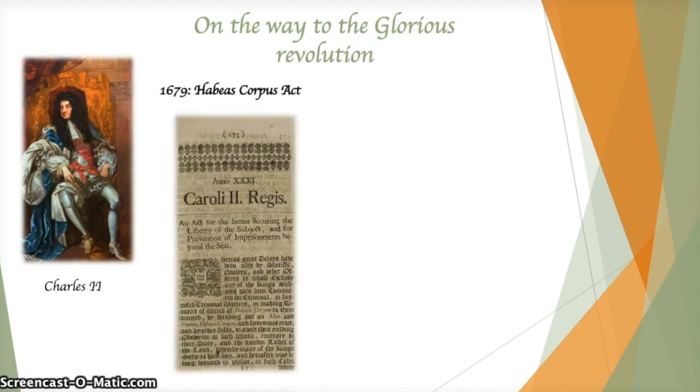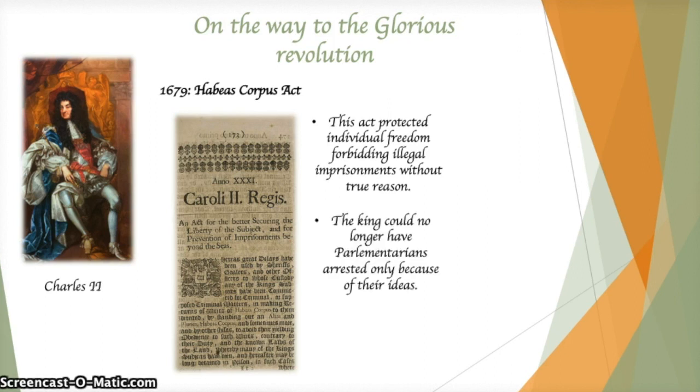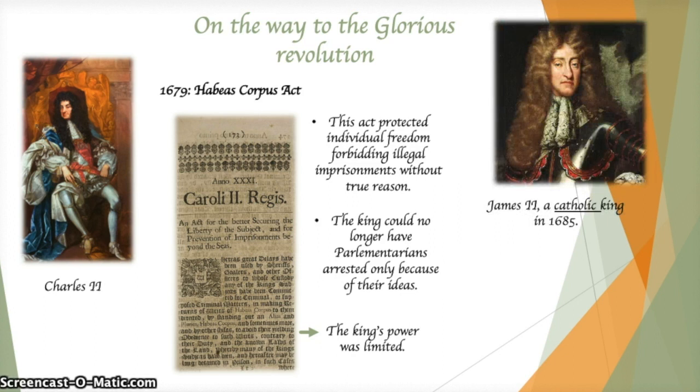To avoid new problems with the king, the Parliament voted the Habeas Corpus Act in 1679. This act protected individual freedom, forbidding illegal imprisonment without true reason. As a consequence, the king could no longer have parliamentarians arrested only because of their ideas. His power was limited. In 1685, Charles II died and his brother, James II, acceded to the throne.